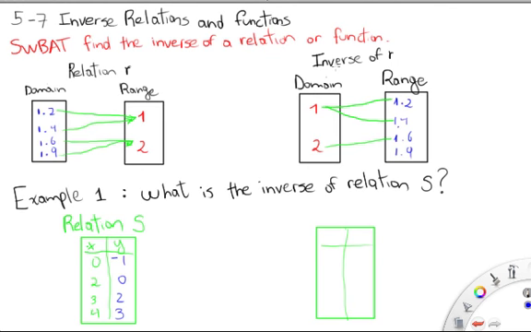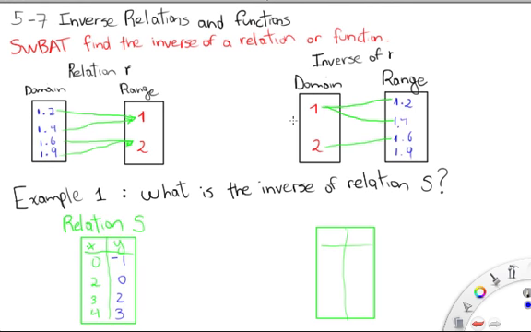Look at this example. Example 1. What is the inverse of relation S? So we have relation S here. Something happens to x, and when my input is 0, my output is -1. I don't know exactly what relation S is or what it does mathematically, but I know that when my input is 0, my output is -1. When my input is 2, my output is 0, and so on.